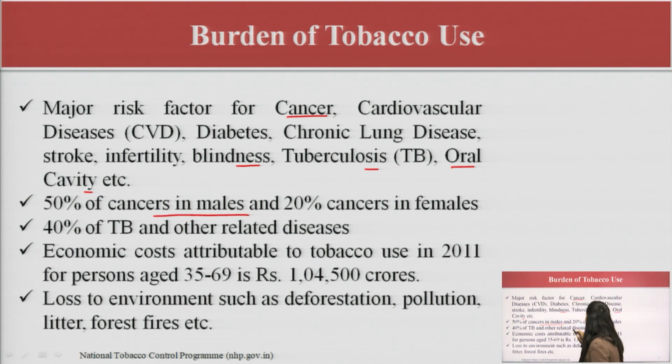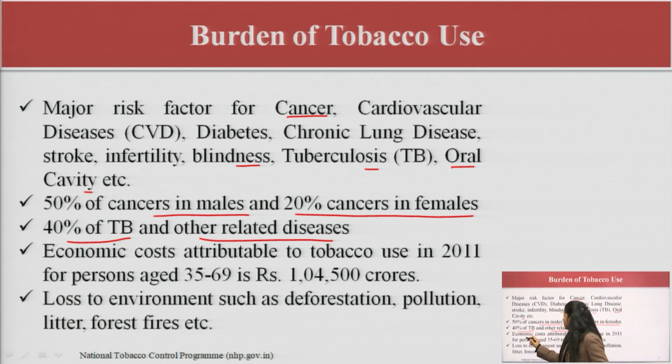50% of the cancers in males and 20% of cancers in females are seen with the use of tobacco. Yes, that is why we are saying it is a burden. 40% of tuberculosis and other related diseases are seen just because there is damage of the respiratory tract. So, the person will be prone to other infections. Okay. Economic cost, of course, there will be diseases, and it will affect the economic value as well. It will increase the burden on the economy.